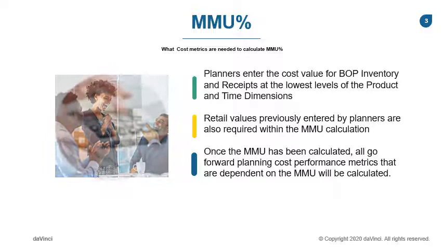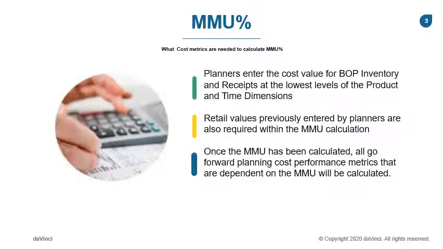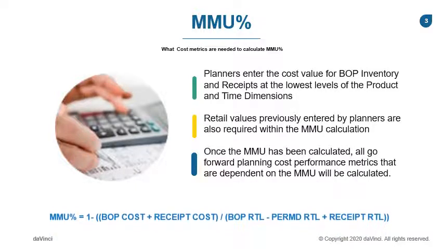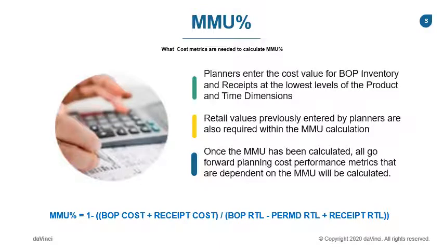These values, combined with the retail values previously entered in Chapter 1 for BOP inventory, receipts, and permanent markdowns, will now allow the MMU% to be calculated. The calculation for MMU is 1 minus the total of BOP inventory at cost plus receipts at cost divided by the total of BOP inventory at retail minus your permanent markdowns plus your receipts at retail.